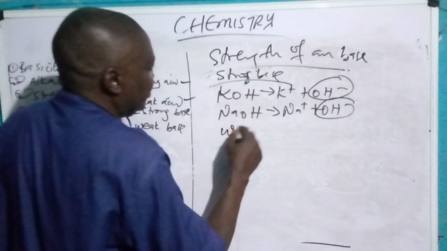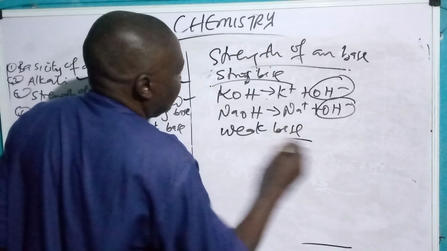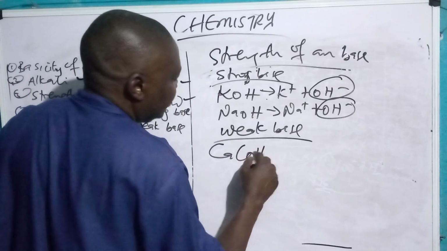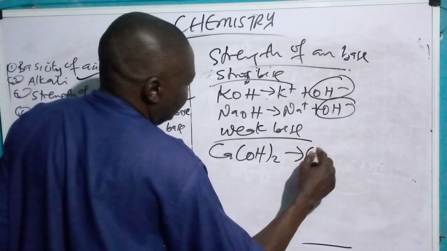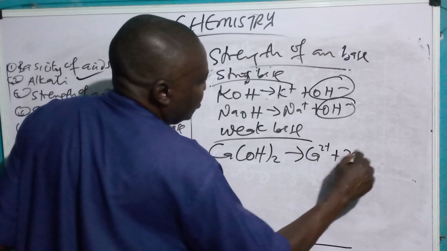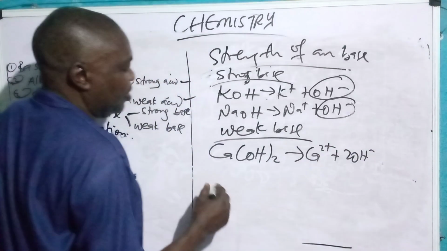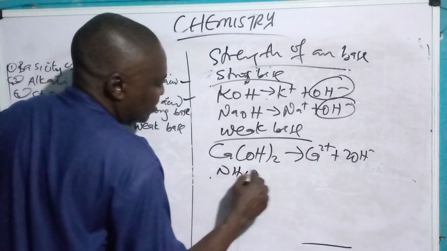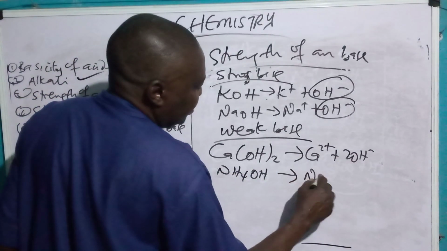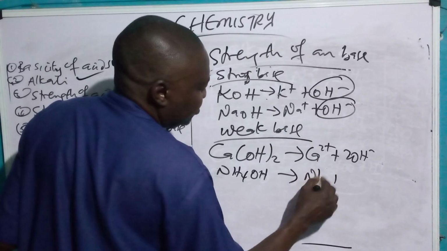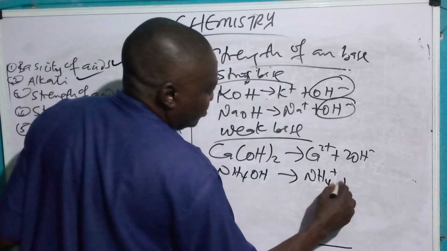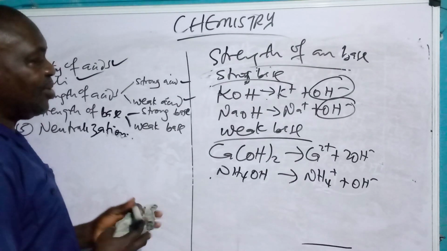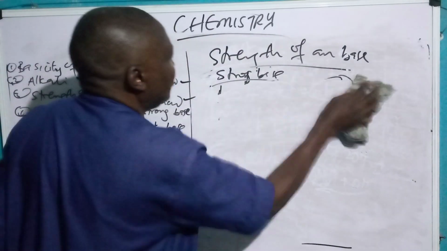Then you have weak base. Ionization is only partial. For example, calcium hydroxide gives Ca2+ and 2OH-. Then you also have ammonium hydroxide. NH4OH gives you NH4+ and OH-. These are weak bases because their ionization is only partial in solution.